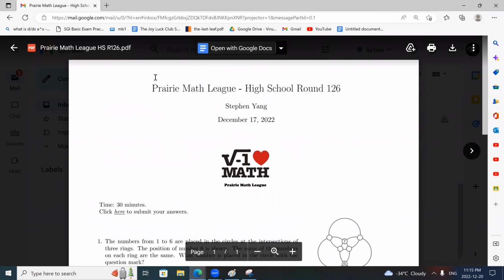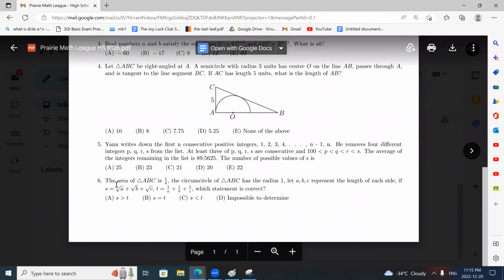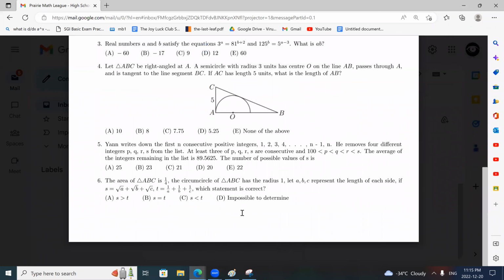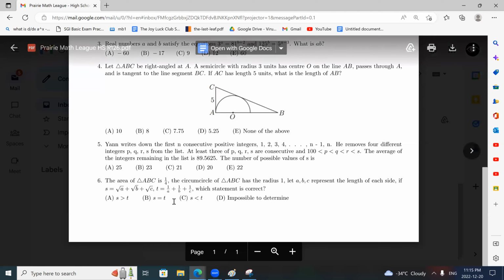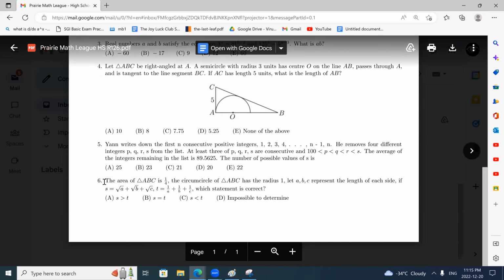Okay, so I will be doing Prairie Math League round number 126. There's a lot of requests for number 6 because this question is pretty hard. And yeah, so you need some advanced math tools, but you can feel free to try it out yourself. But likely you will need some more advanced math tools. Okay, so let's read the questions first.